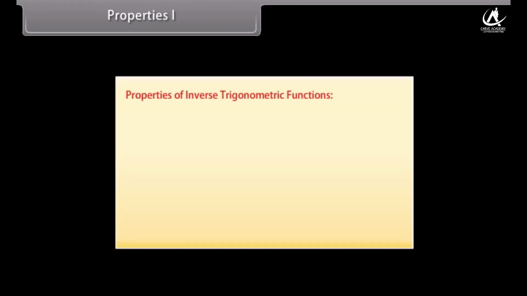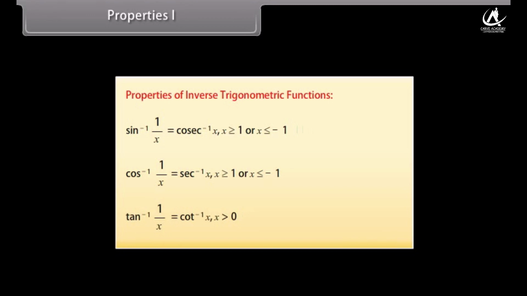Properties 1. Let's now learn about properties of inverse trigonometric functions. Sine inverse 1 by x is equal to cosec inverse x, x is greater than or equal to 1, or x is less than or equal to -1. Cos inverse 1 by x is equal to sec inverse x, x is greater than or equal to 1, or x is less than or equal to -1. Tan inverse 1 by x is equal to cot inverse x, x is greater than 0.